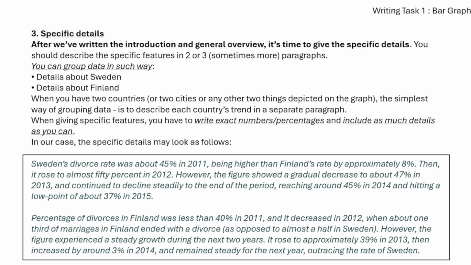Now let's look at Finland. It starts at less than 40% in 2011. It goes down slightly in 2012. Then it increases steadily. It reaches around 39% in 2013. And finally, it becomes higher than Sweden in 2015.